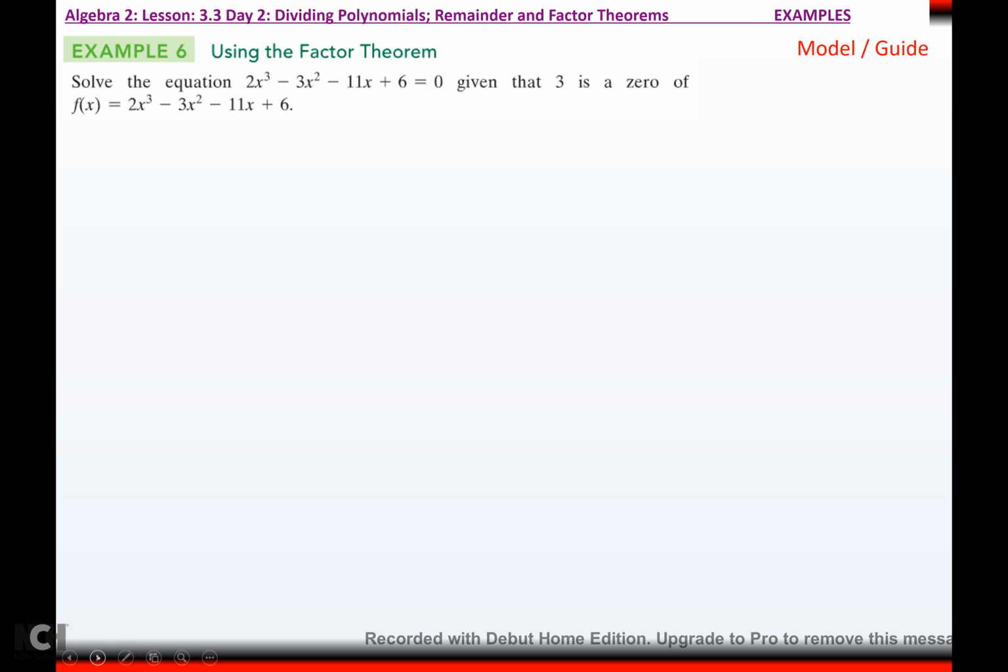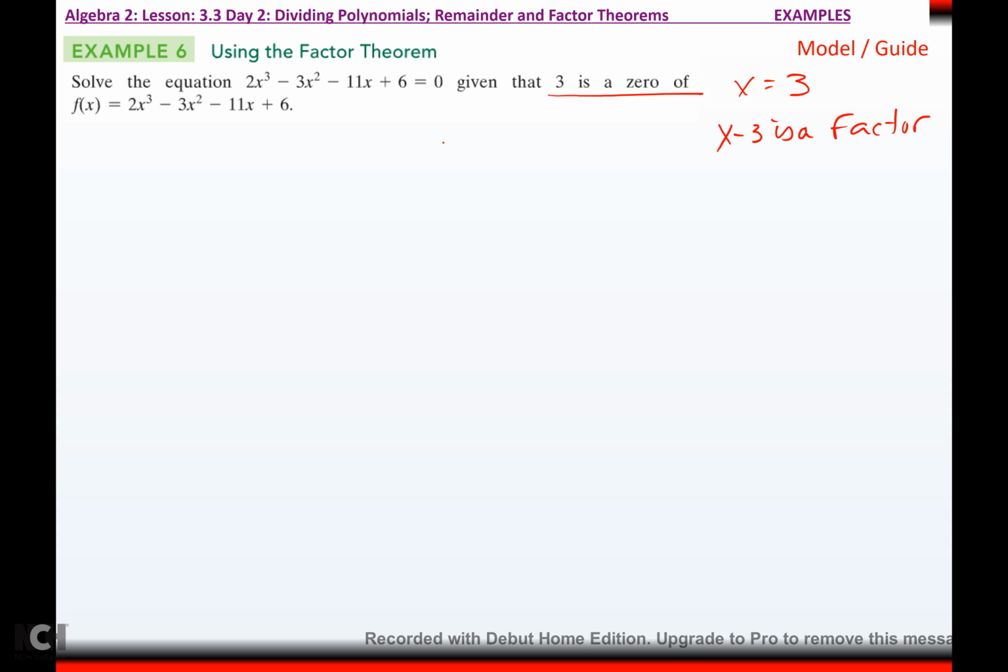It says solve this equation given that 3 is a 0 of the function. They're telling me that x equals 3, that this function crosses the x-axis at 3. If it crosses the x-axis at 3, that means that x minus 3 is a factor. If I divide by a factor, I know that I'll get a remainder of 0, but something else interesting is going to happen. Let me show you what. I know that 3 is a 0, and I know that x minus 3 is a factor.